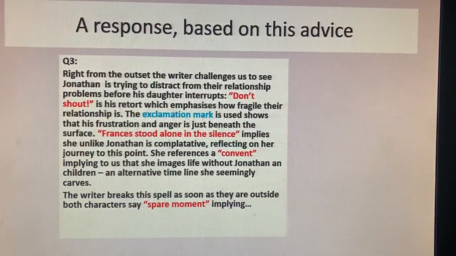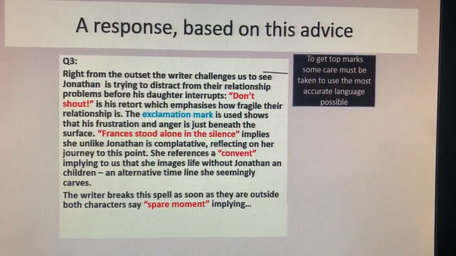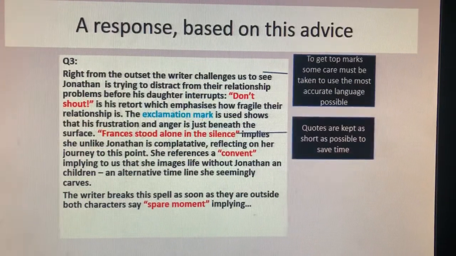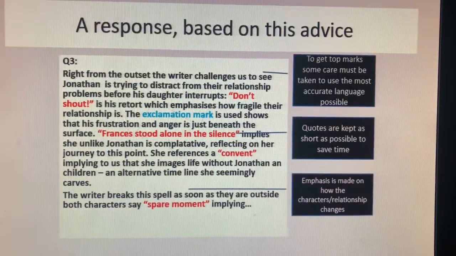This then is a response based on the advice I've just spoken through. You can see, to get top marks, some care must be taken to use the most accurate language possible. I've kept quotes as short as possible to save time. And I've emphasised how the relationship or character changes, just to show that I've got a range of responses, or in-depth knowledge then of the character or situation.